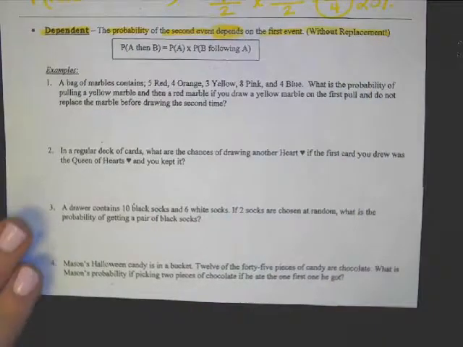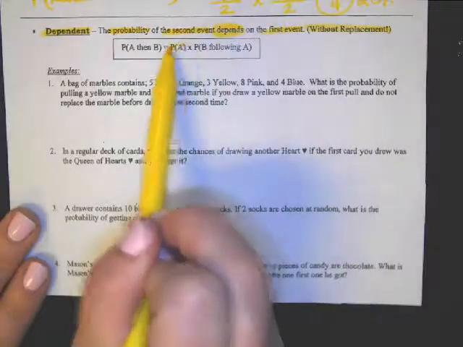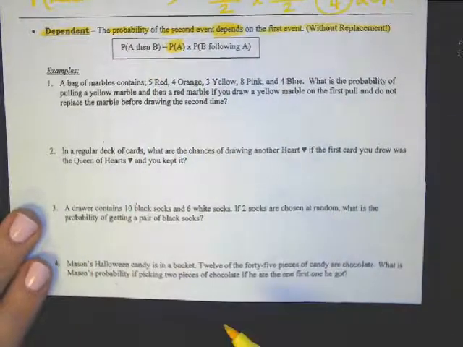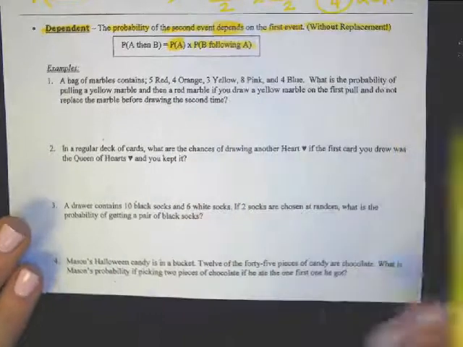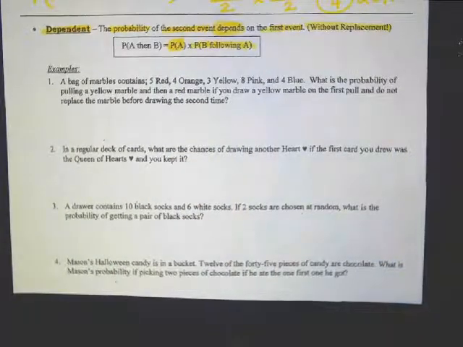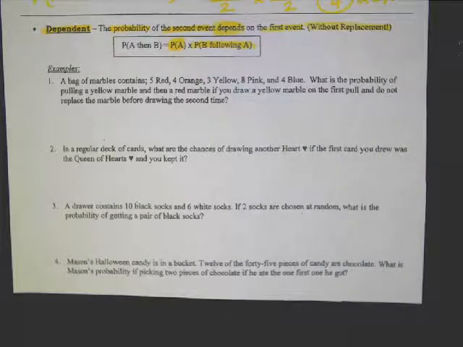So we're going to find the probability of A, then B. This means we're finding the probability of A, just like we would before, but now we're going to find the probability of B following A, and we're still going to multiply the two. Make sure in the following examples that we simplify what we get. So let's take a look at this first one.